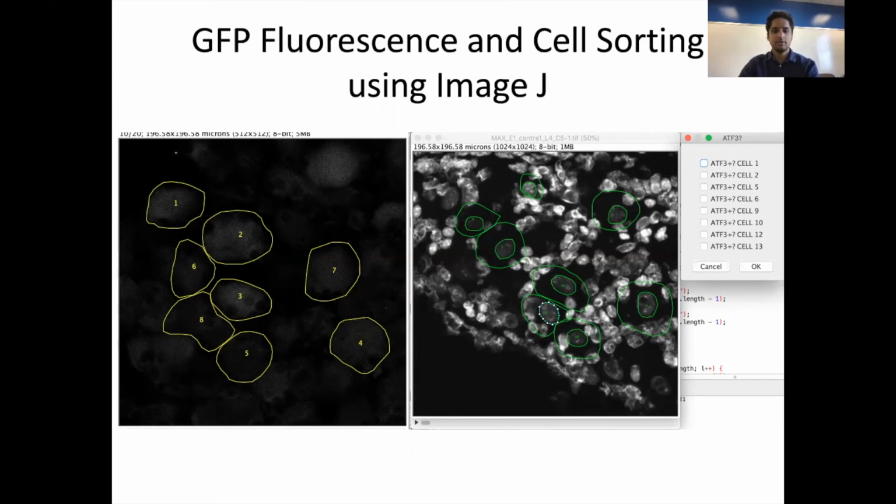This macro shows the user a maximum intensity projection of the ATF3 channel, and the user can then select which cells in the image are ATF3 positive. The macro then automatically creates 2 outline files, one containing only ATF3 positive cells and one containing only ATF3 negative cells.